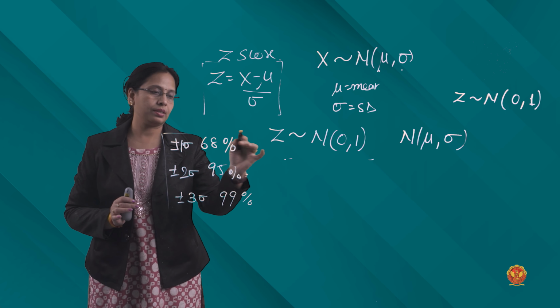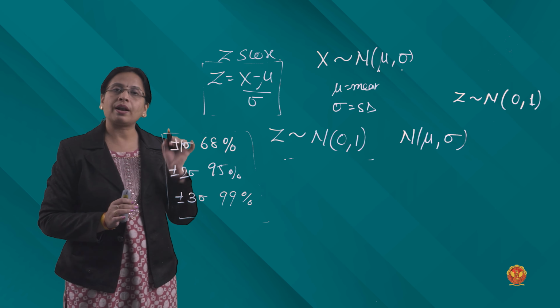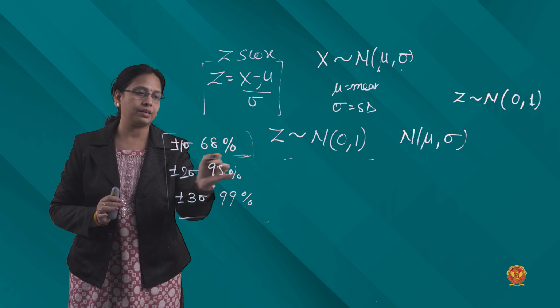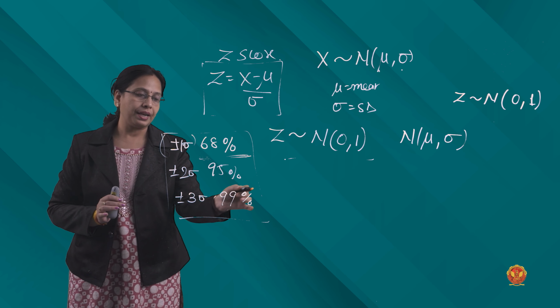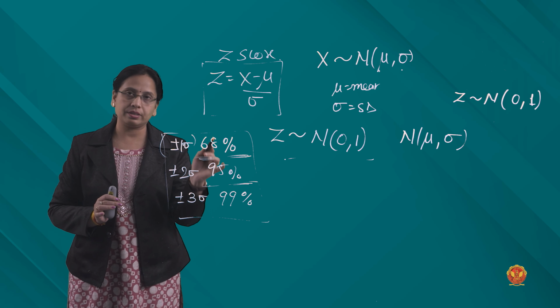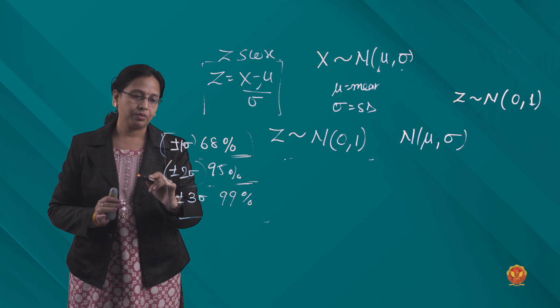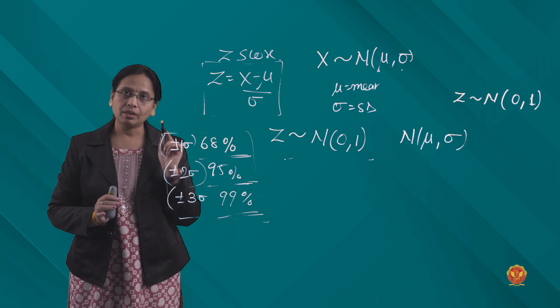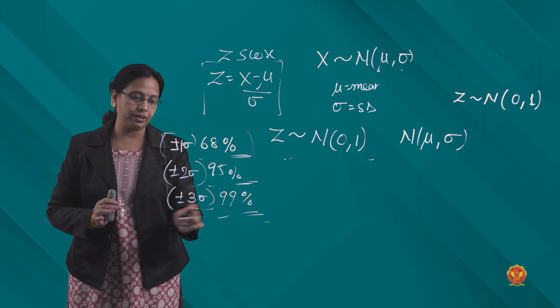What is this? If x is considered a continuous random variable, then 68% is the chance that it will be found in this range. 95% is the probability that the value of x will lie between this range. 99% is the probability that the random variable x will lie between this range.